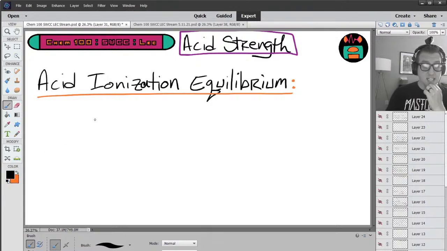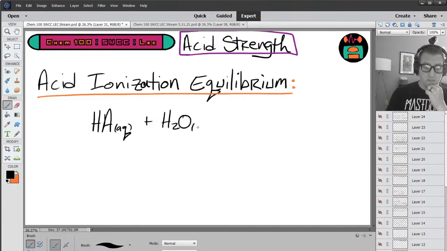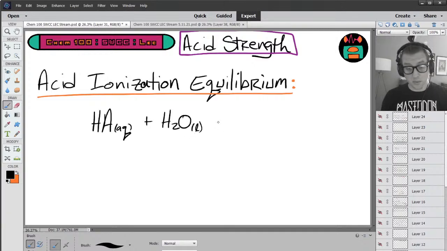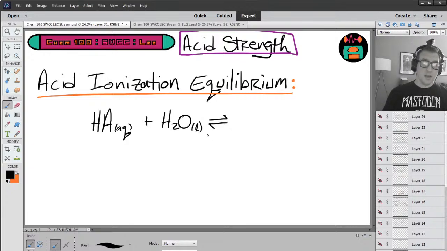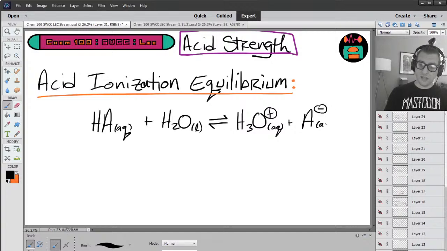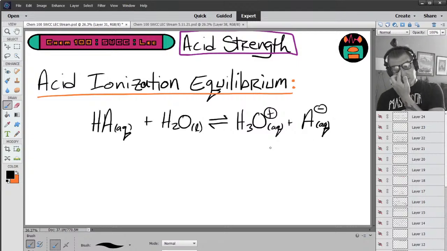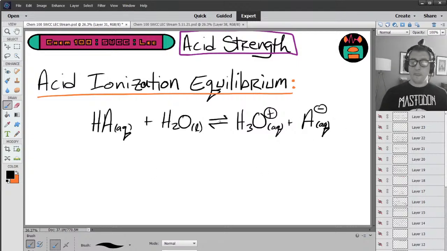When we talk about acid ionization, we're talking about a generic acid, which I'm going to call HA, reacting with water. Oops, water's not aqueous. It's just liquid water. The products of this equilibrium will be aqueous hydronium and the acid's conjugate base. So this is the equilibrium.